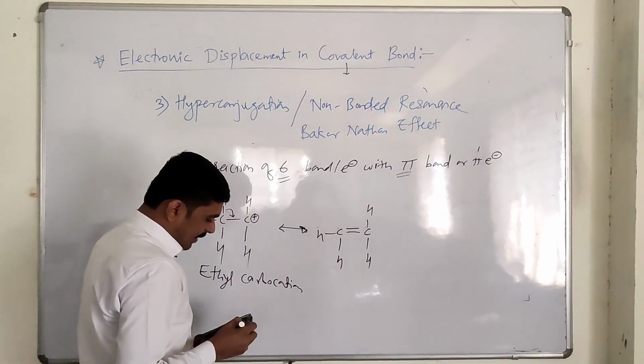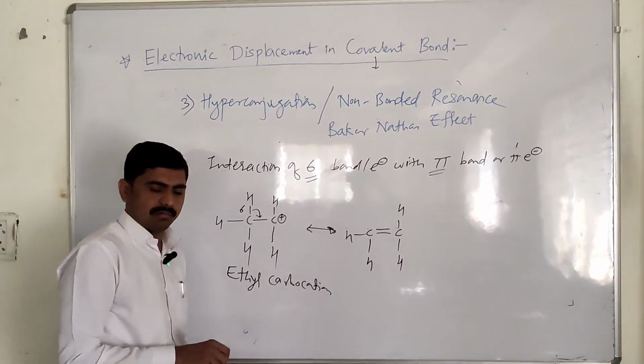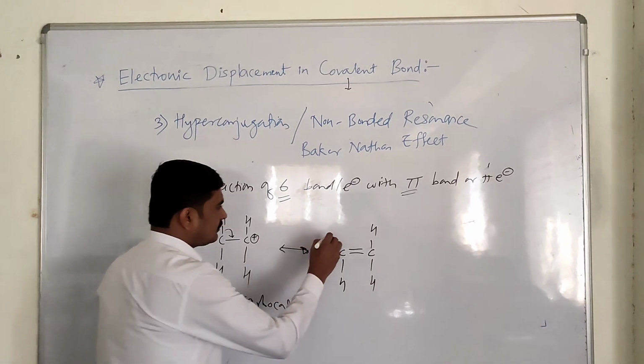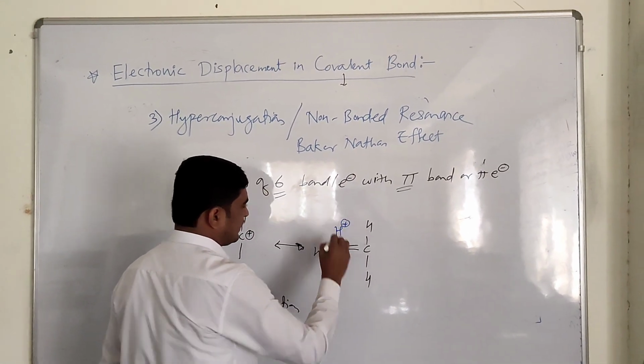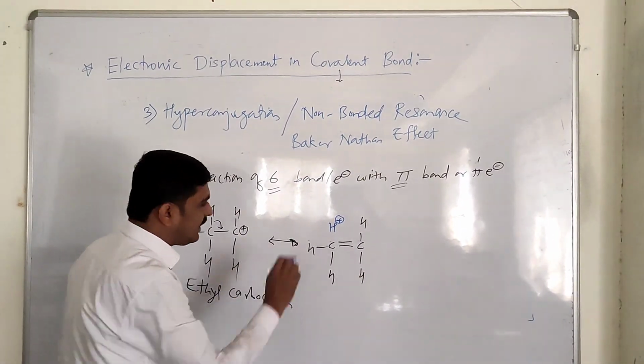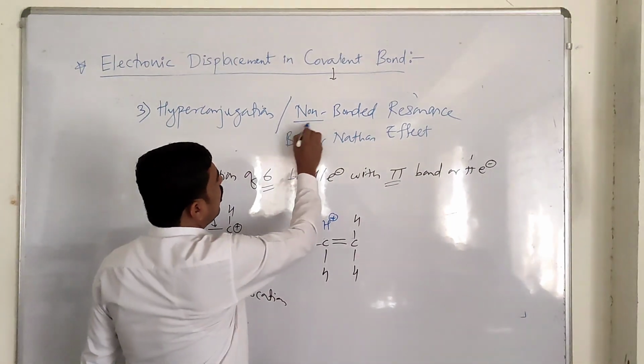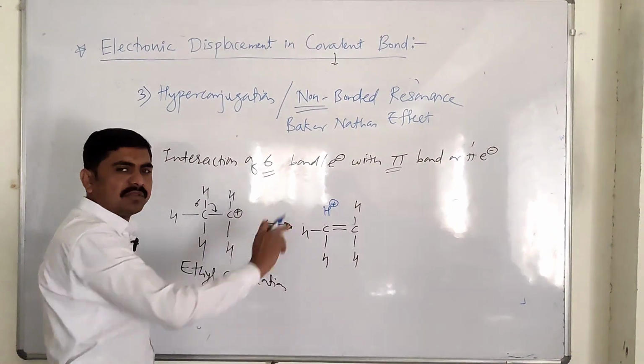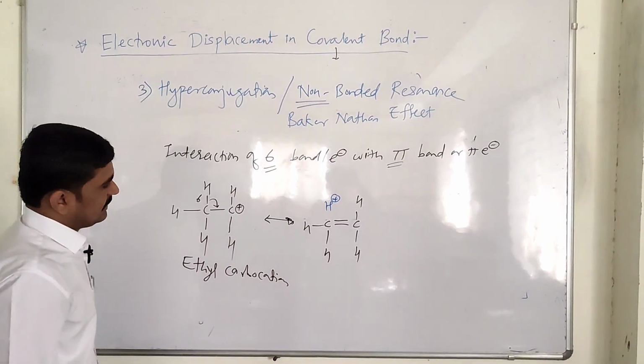CH. And what happened with this remaining hydrogen? This hydrogen is here only, having H plus charge. But it is not bonded. Therefore, it is called non-bonded resonance.